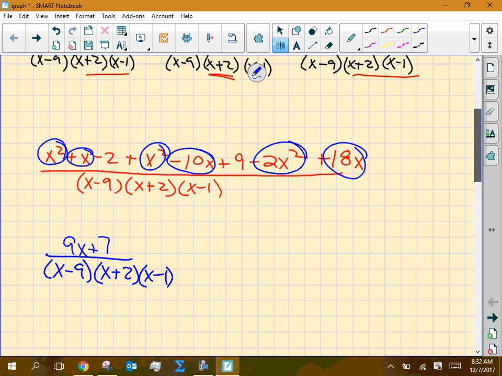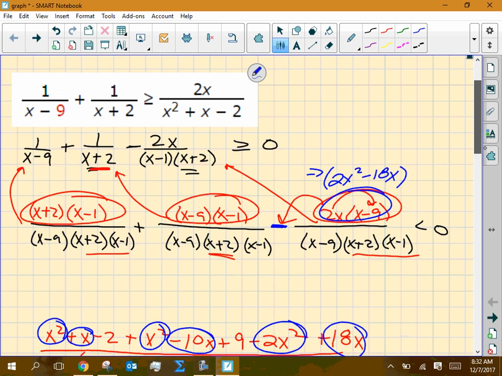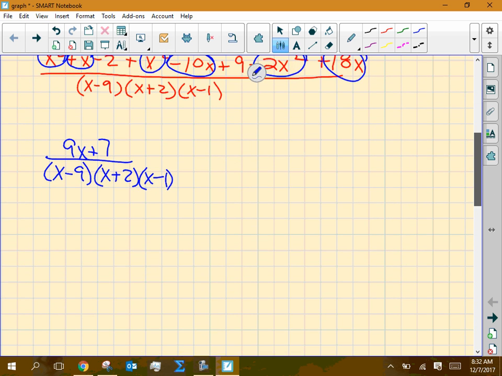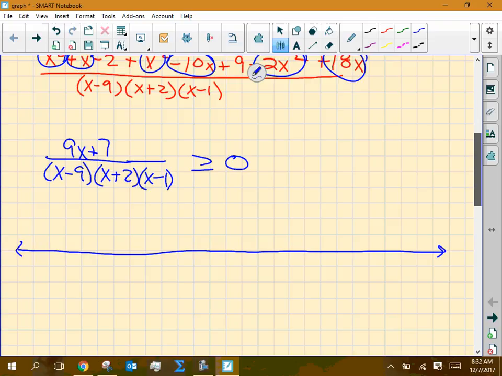I go back to the beginning: what is it, less than? Greater than. So we're greater than or equal to 0. This brings in another concept that we should probably talk about. We could be greater than or equal to 0. That means that there could be a lot of closed dots, right? We can include values here.